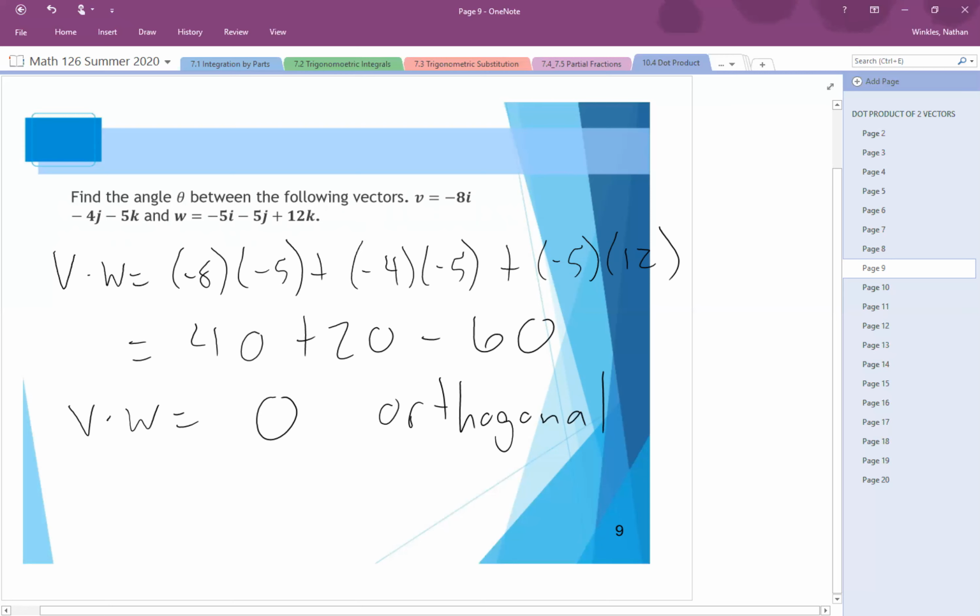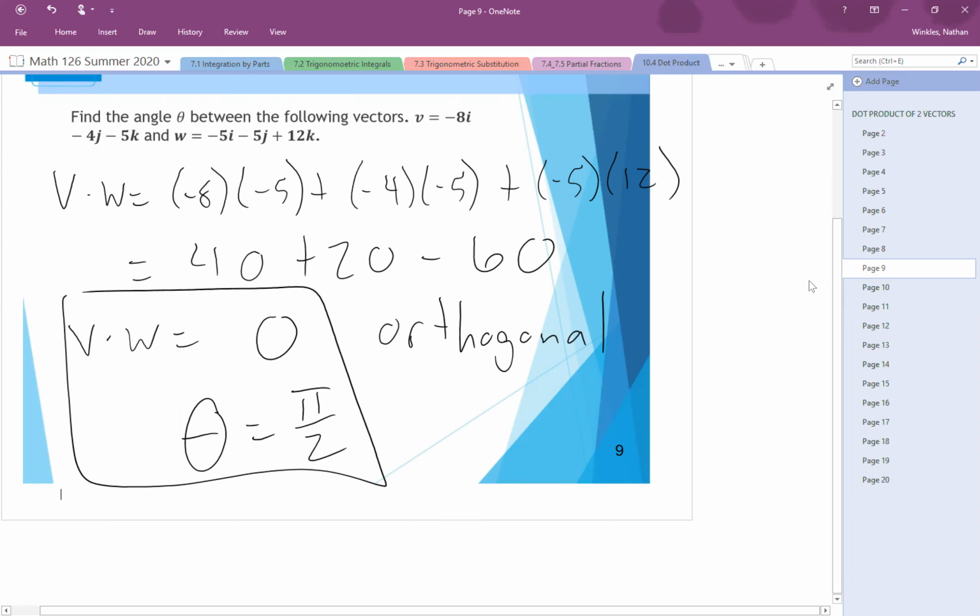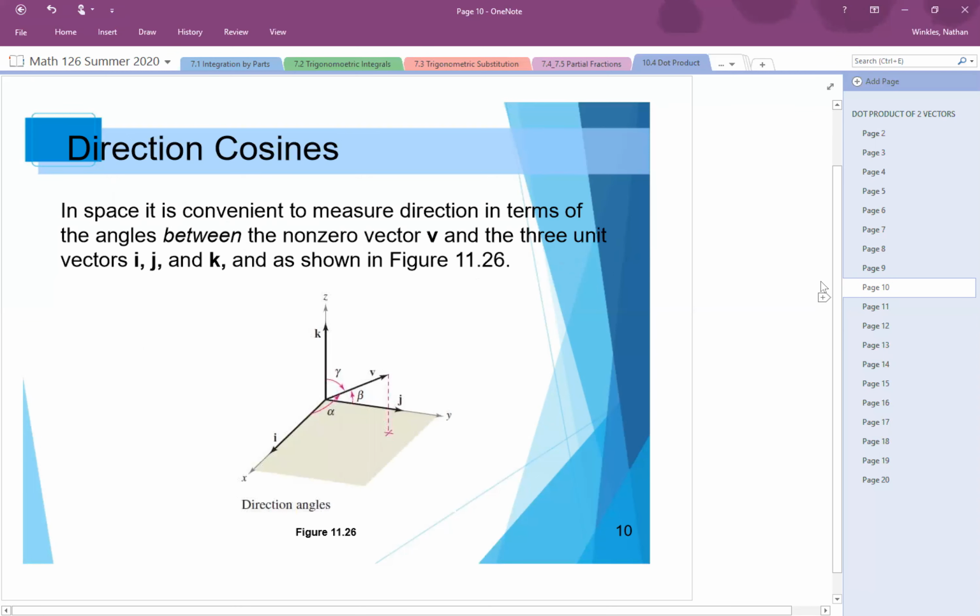Since they are orthogonal, that means that theta is equal to pi over 2. So those are our two conditions that we were looking for there. Now, that was our little first jump into 3D, in terms of a three-dimensional vector that has i, j, and k as components.